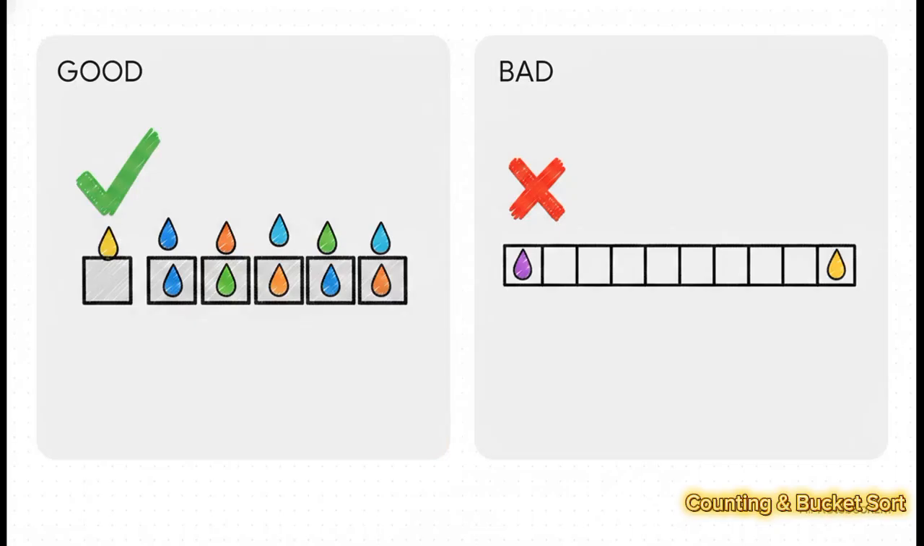But, and this is a very important but, this clever trick has a major limitation. It's only really effective when the range of the numbers, which we call k, is reasonably small. Imagine if your array contained just 2 numbers, 2 and say 10 million. To use counting sort, you would need to create a count array with 10 million empty slots. That would be incredibly wasteful.